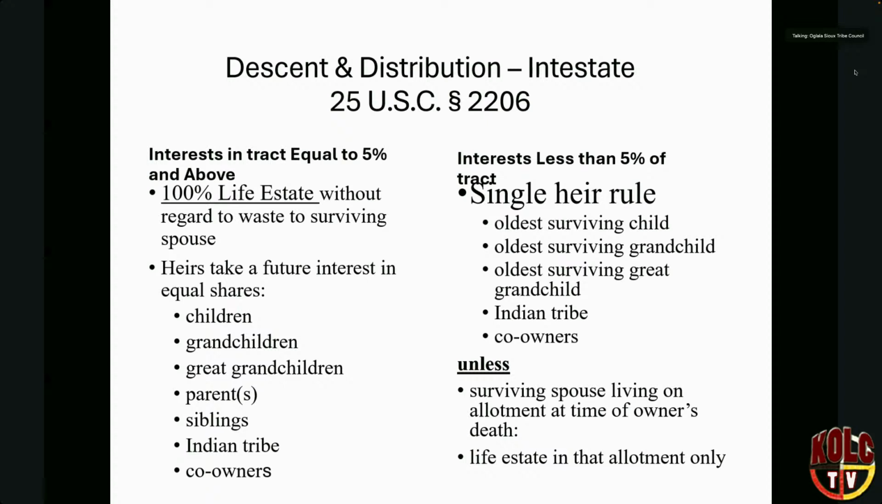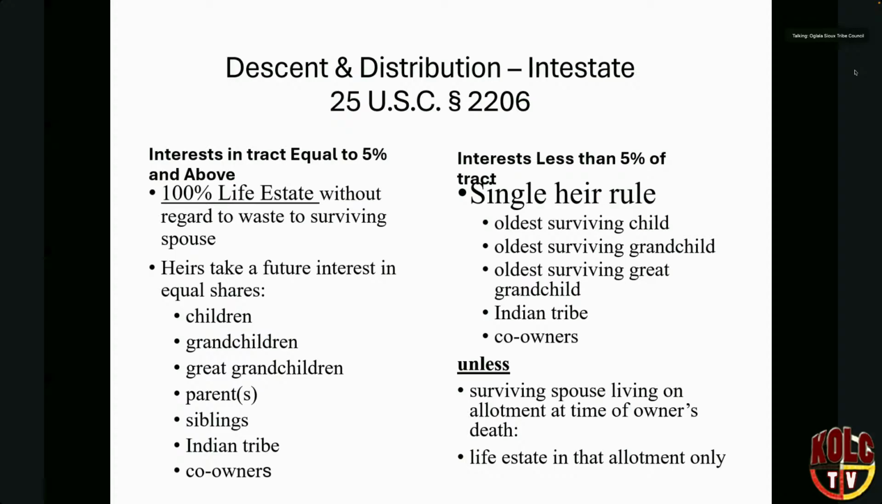So for those shares that are equal to 5%, 100% life estate without regard to waste, and we'll talk about what that life estate means in the next slide. But if the person is married, their spouse will get a life estate in that property without regard to waste.